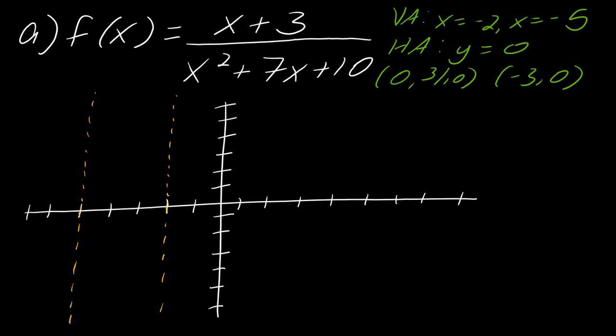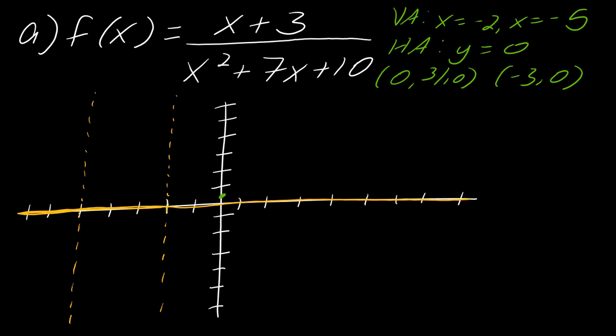Okay, and then I also want to plot my points. So let's see, I'll do that in green. So I have 0, 3/10. So I just have to really approximate that. 3/10, sure. And then I had this other point, which is also where my, oops, I forgot my horizontal asymptote. My horizontal asymptote is y equals 0. I'm just going to go ahead and draw a solid line here just so I don't forget.